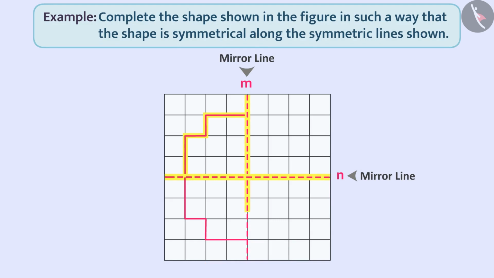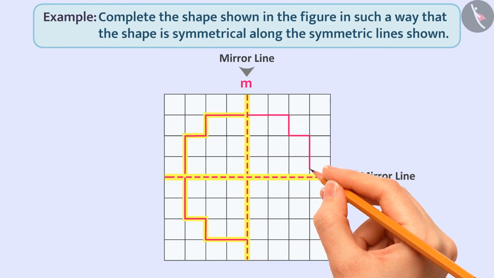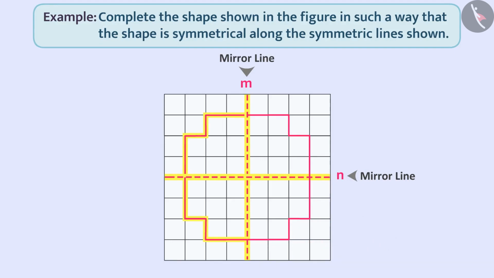Now we will consider the vertical line M as a mirror line and draw the reflection of the left side to the right of the vertical line. For this, we have to keep both these parts in mind. Keeping these in mind, we can draw the mirror image in this way. With this, we have completed the figure. Here the shape is symmetrical along both vertical and horizontal lines, thereby verifying that our answer is correct.